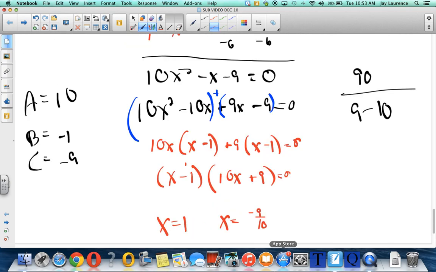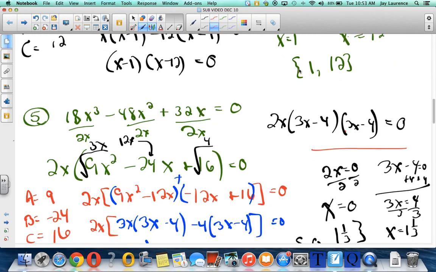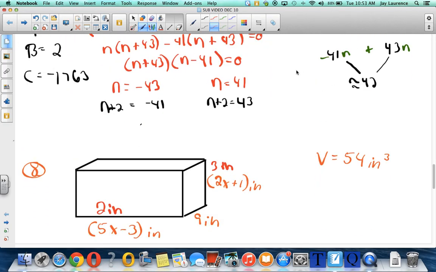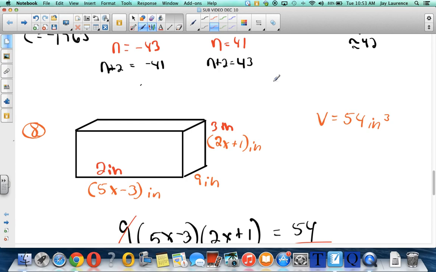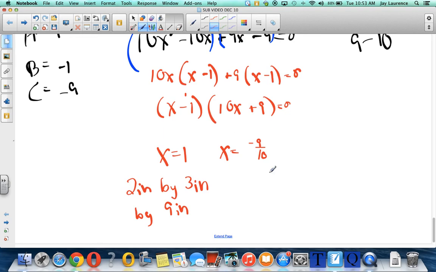Now, when I put the negative 9/10 in, let's see what happens. Negative 9/10. Oops, I went too far. Sorry. I might not be able to do this one in my head so well. Well, if I put a negative in here, 5 times a negative is going to be a negative. Minus a negative is another negative. I'm going to get a negative dimension. So I'm going to throw this answer away.